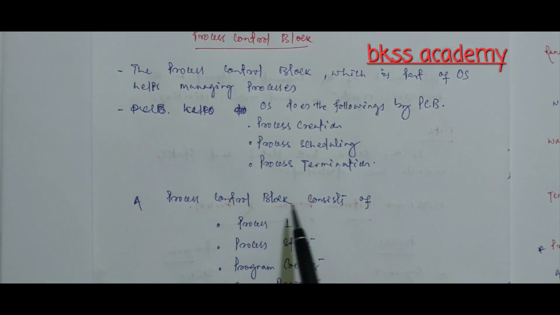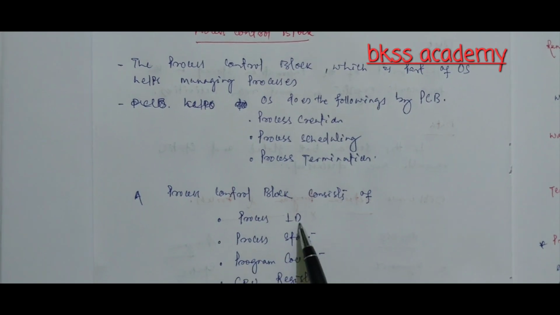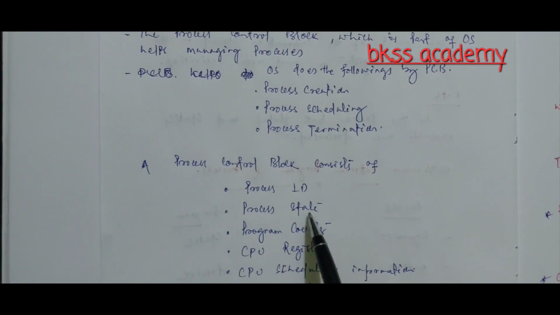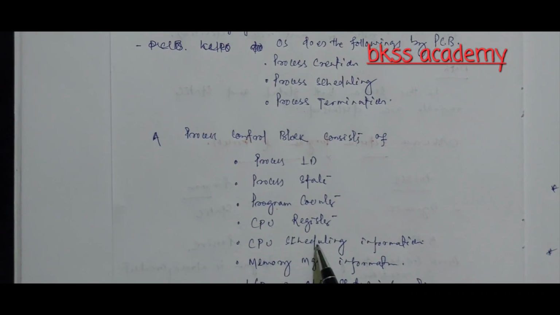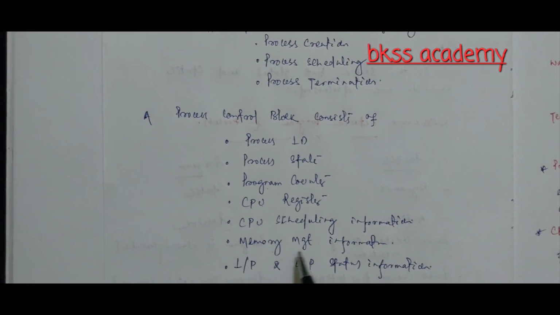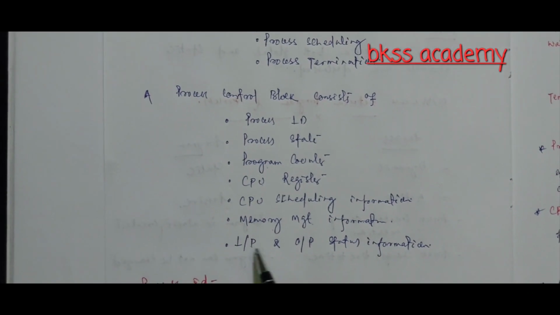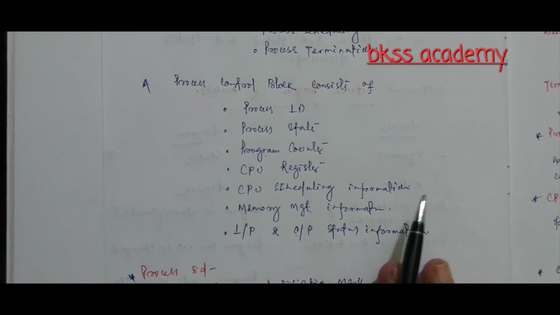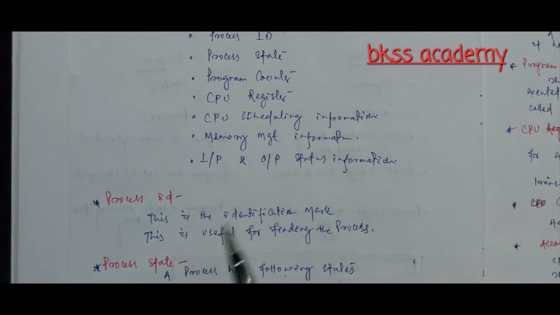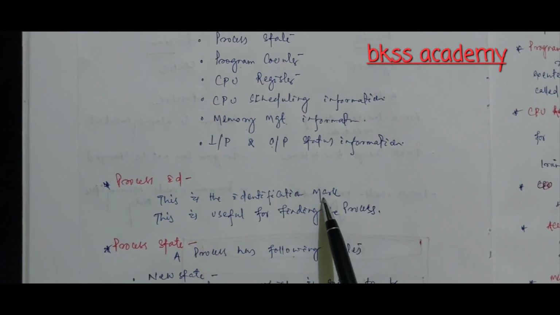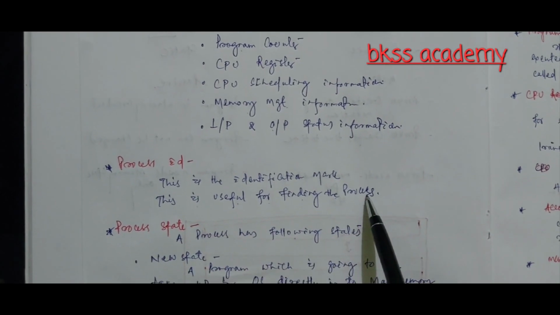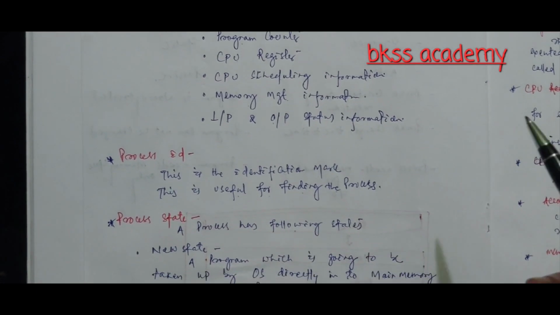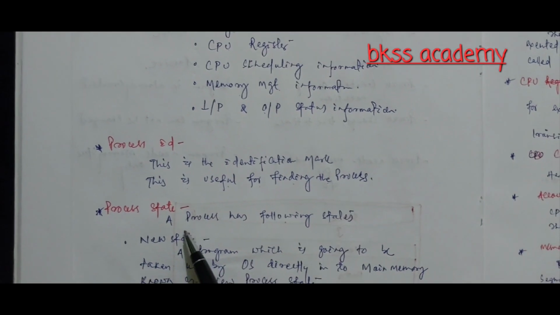A process control block consists of process ID, process state, program counter, CPU registers, CPU scheduling information, memory management information, and input and output status information. Process ID is the identification mark. This is useful for finding the process from the number of different processes.